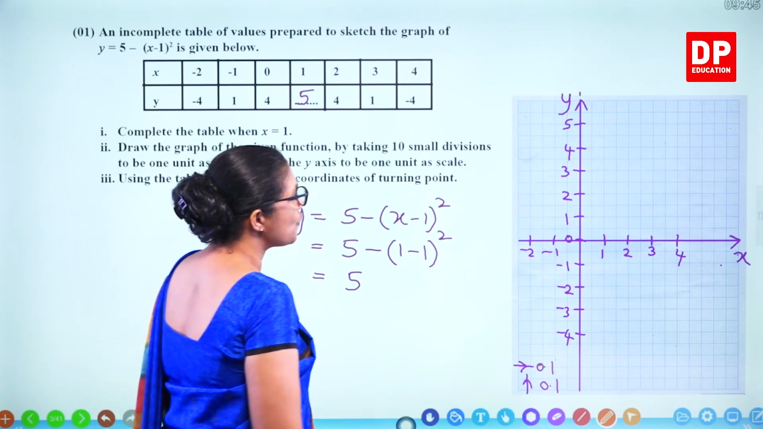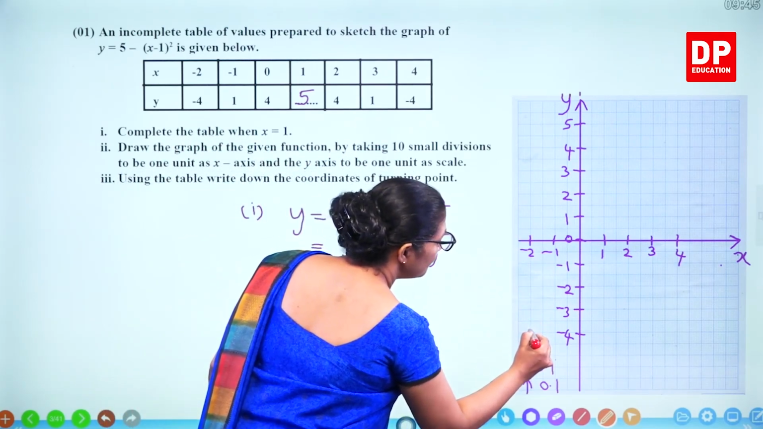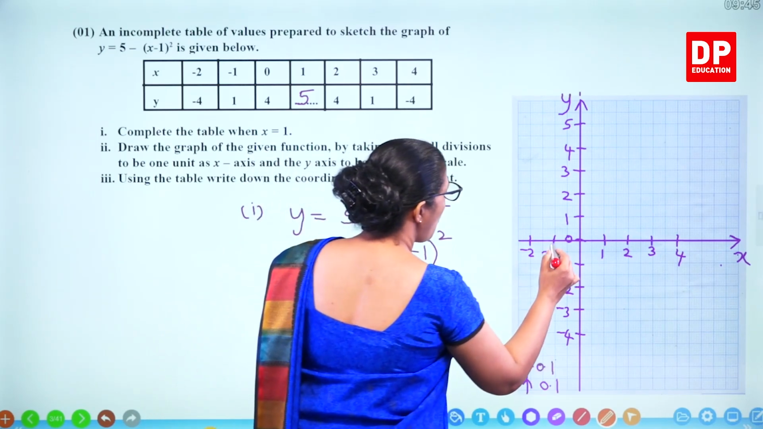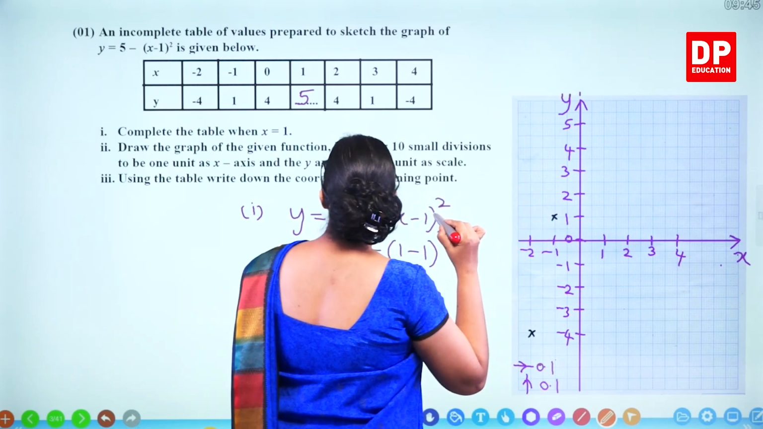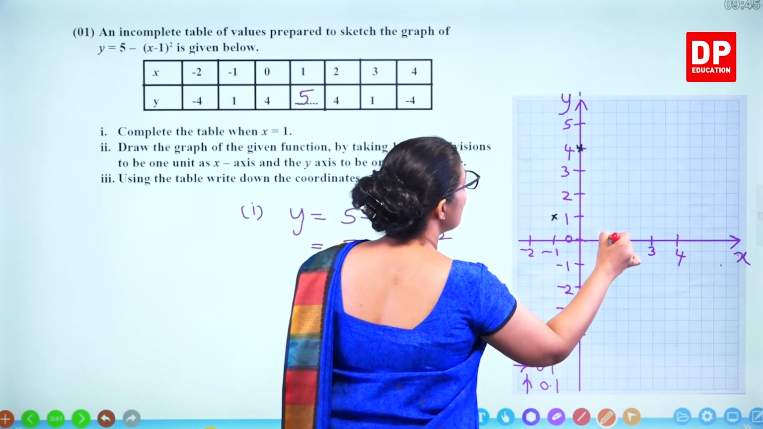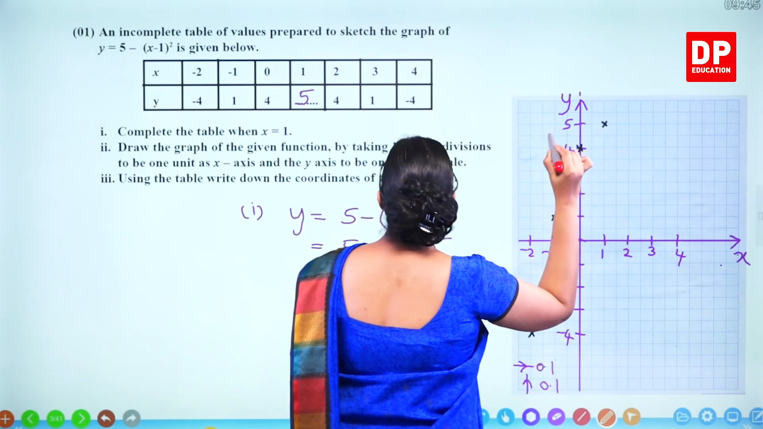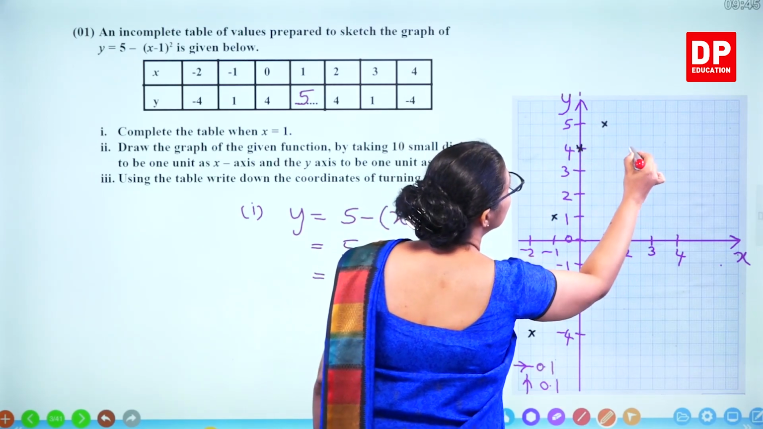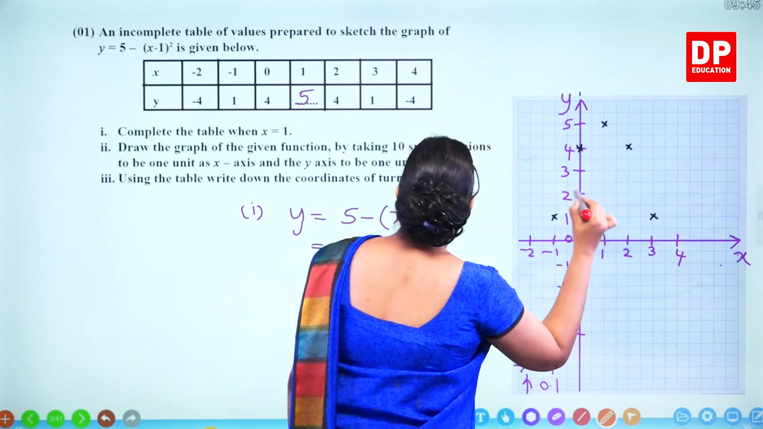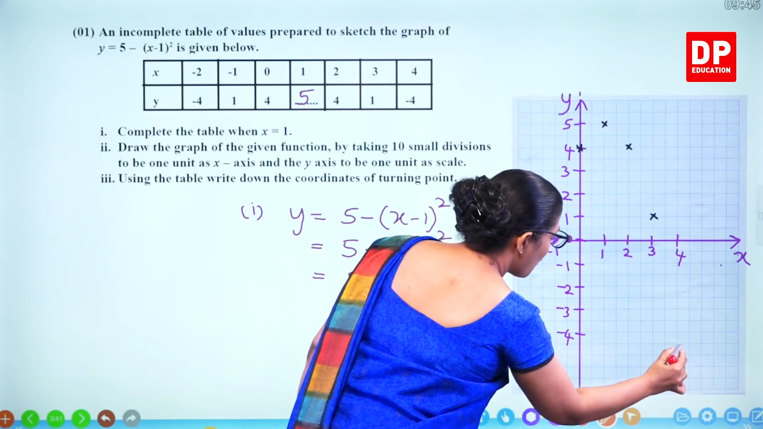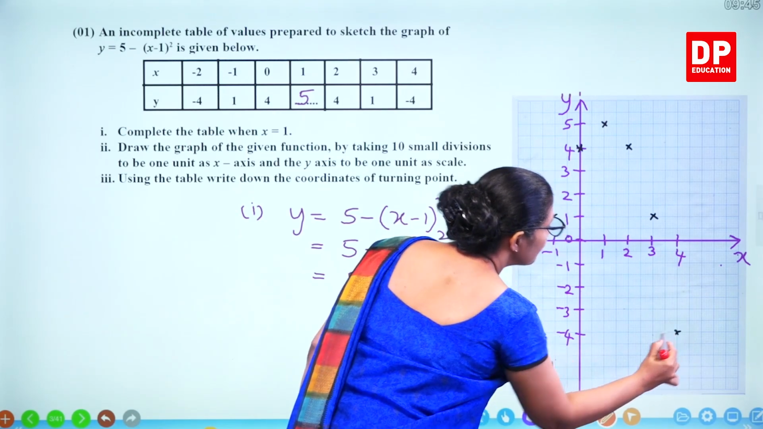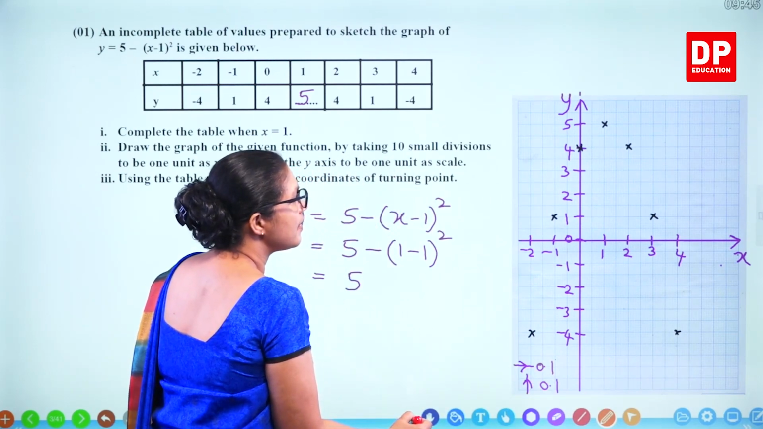Minus 2, minus 4, here. Minus 1, 1. 0, 4. 1, 5. 2, 4. 3, 1. 4, minus 4. Now you can connect the points.